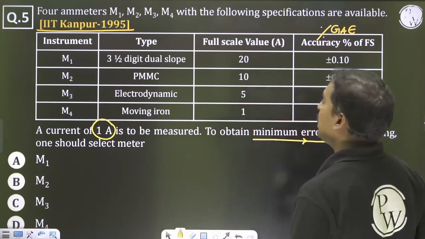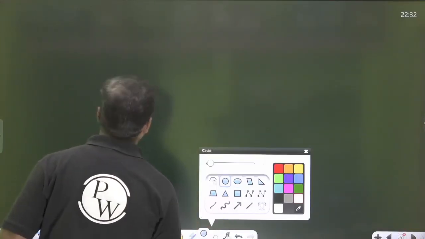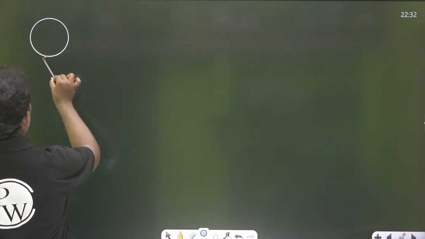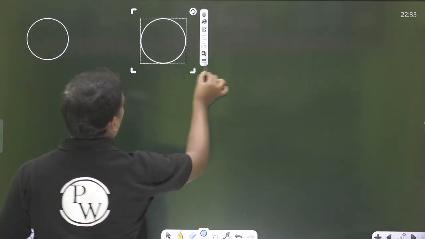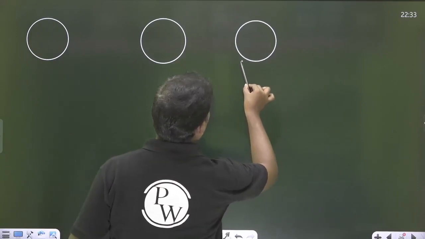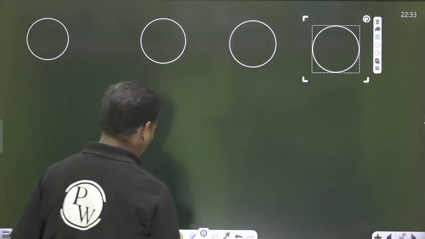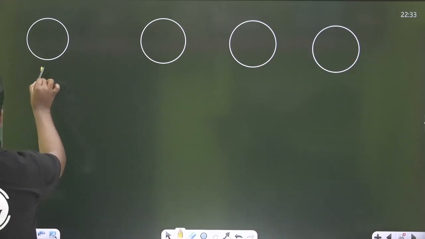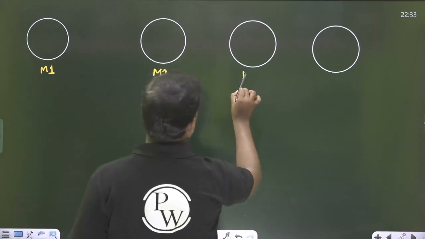So first let me take the 4 meters. Roughly I am drawing the 4 meters here. So this is 1 and this is 2, meter 3, and 4. Perfect. So this is meter 1, this is meter 2, this is meter 3.